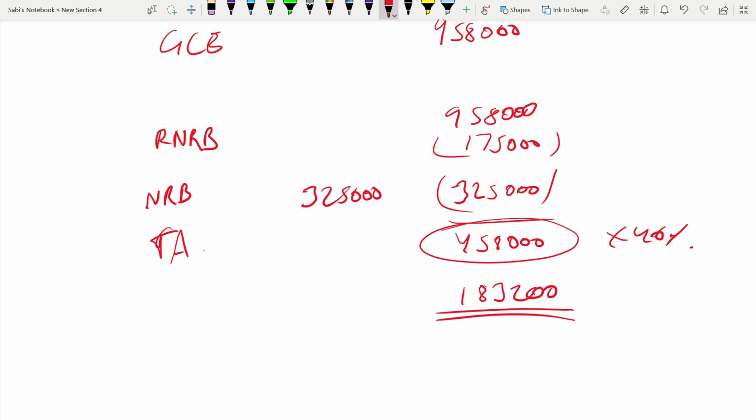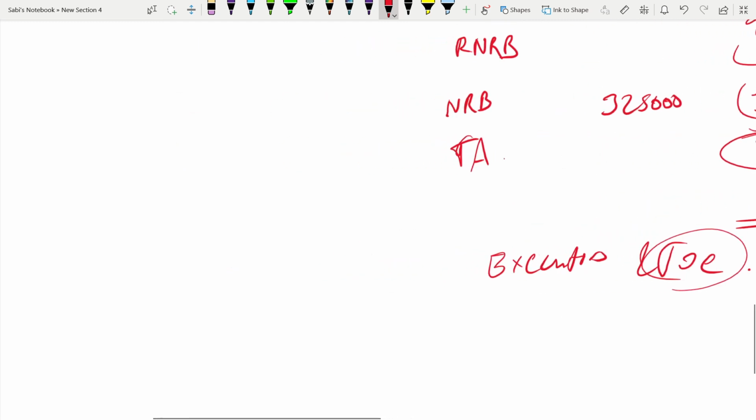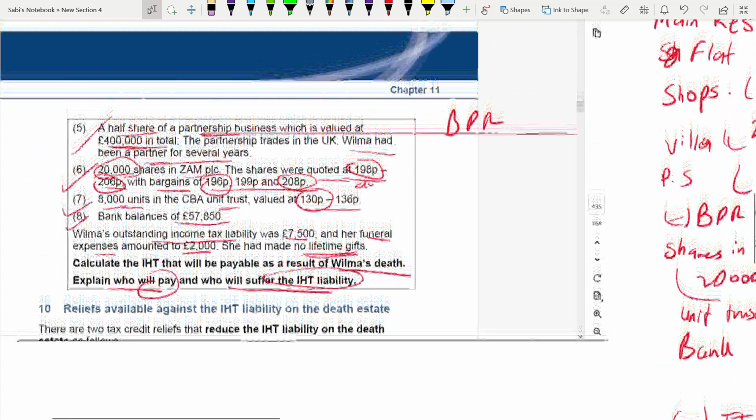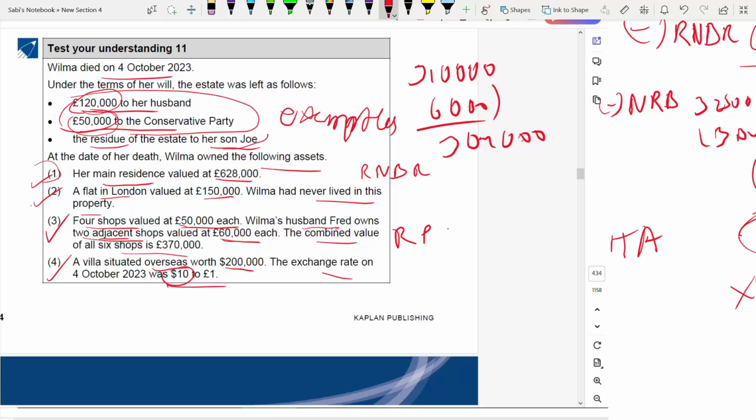Now the tax will be paid by the executor, and it will be suffered by whom? Whoever inherits the residue of the estate. It is Joy, the son. You see here? The residue of the estate is to son Joy, so he will suffer the tax. That's it.